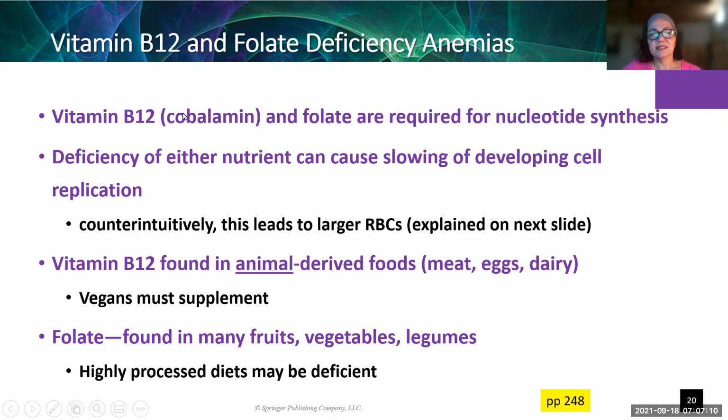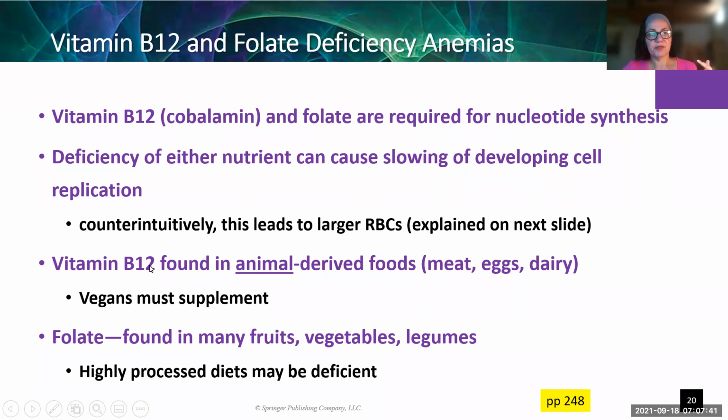Both of these, B12 and folate, are required for making DNA. And I'll tell you how that comes into play. The deficiency of either nutrient slows down the development in the replicating cell. Now, this is where it's counterintuitive. It actually leads to bigger red blood cells. So instead of microcytic anemia, like in iron deficiency, you get macrocytic anemia. And I'll explain on the next slide why.